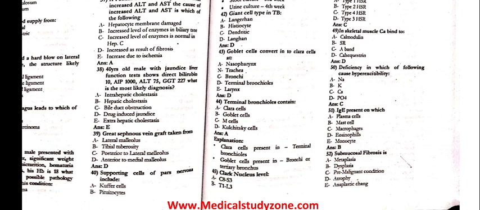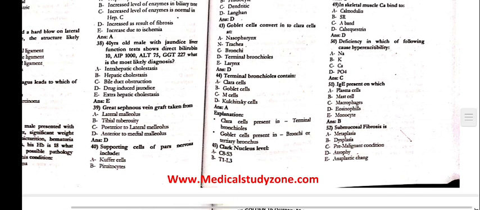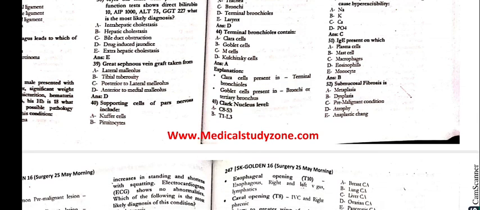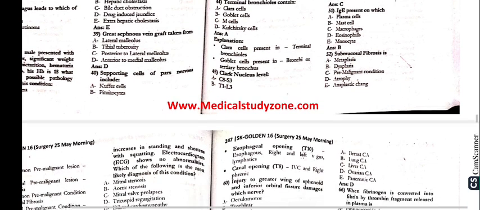38, a 40-year-old male with jaundice. Liver function test shows direct bilirubin 10, ALP 1000, ALT 75, GGT 27. What is the most likely diagnosis? That is extrahepatic cholestasis. 39, the great saphenous vein graft is taken from anterior to the medial malleolus.